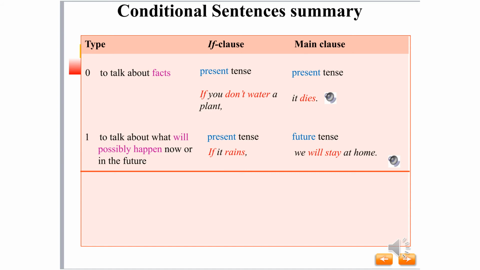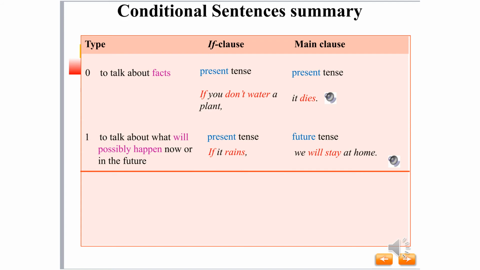This is just a summary, which tells you the difference between type 0 and type 1. So what is the main difference between type 0 and type 1? The first difference is when we want to talk about facts, then we use type 0. But if we want to talk about something that will possibly happen now or in the future, that means something may happen or may not happen, then we use conditional 1.